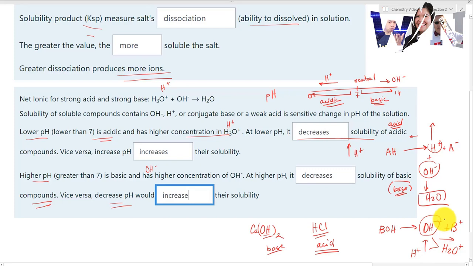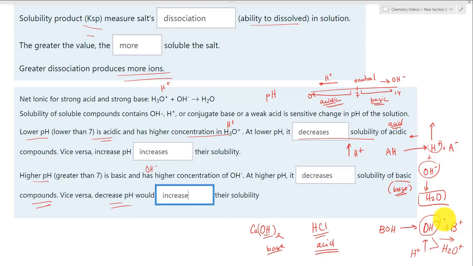So keep in mind, when you solve this particular problem, usually presented in multiple choice, look at the chemical formula, and determine if it is a base or an acid first before you apply the Le Chatelier's principle right there.